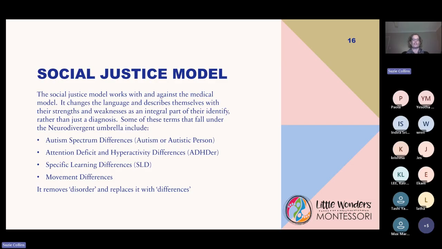So let's have a look at this social justice model that's come from the social justice movement. Sometimes it works with the medical model and sometimes it actually works against it. I think the biggest change that happens in it is all about the language, and very much around how the language is used to describe their strengths and weaknesses, with a real focus on their identity of who they are rather than this specific diagnosis. This is where we're talking about neurodiversity or the neurodivergent person.